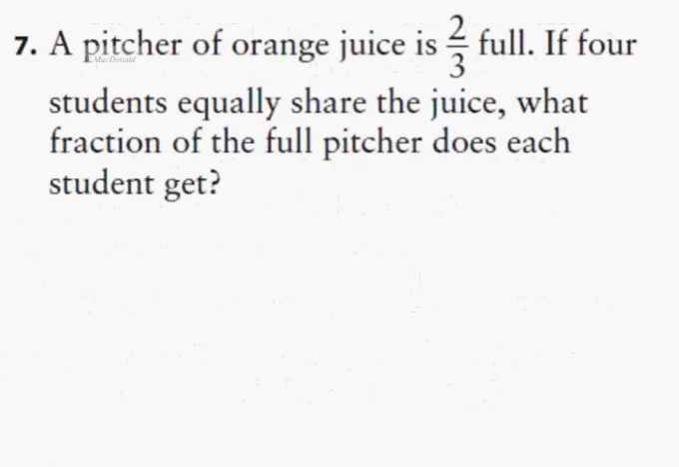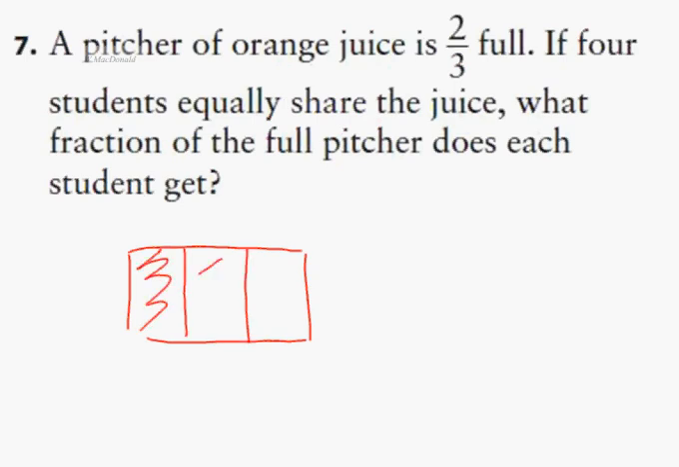Question 7 says a pitcher of orange juice is 2/3 full. Again, this will represent the orange juice. 2/3 would be shaded in, 2/3 full. If 4 students equally share this juice, how nice of them to share 2/3 of the pitcher of orange juice equally amongst the 4 of them. How communal is that? How much would each get?